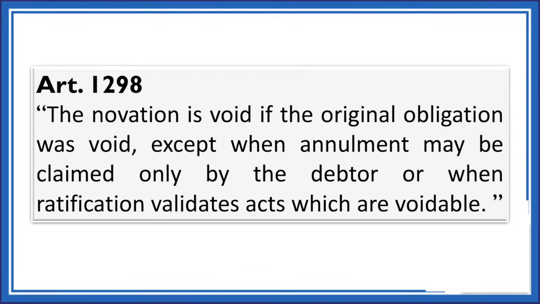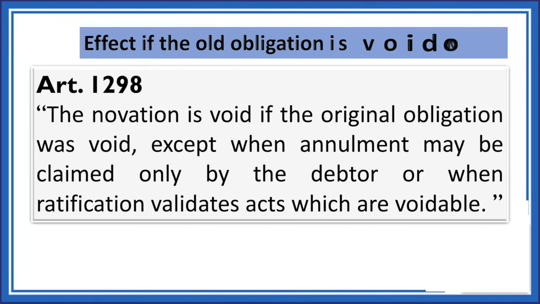So this article has its basis also on the requisites of a valid novation. Same with 1297, di ba? Naka-base siya dun sa requisites for a valid novation. Kasi one of the requisites for a valid novation, kung naalala nyo yung first, dapat mayroong existence of a previous valid obligation. So, si Article 1298 talks about a situation kung saan yung old obligation was void pala.